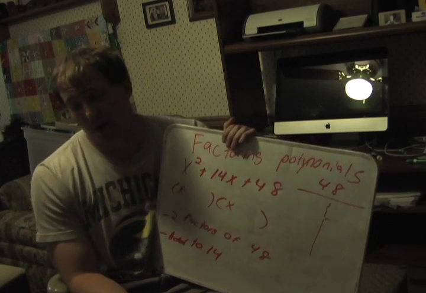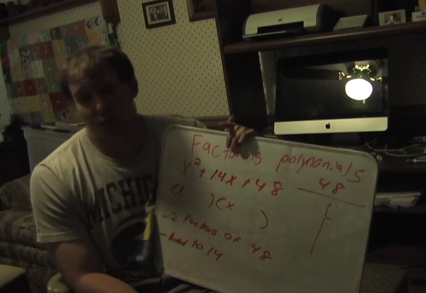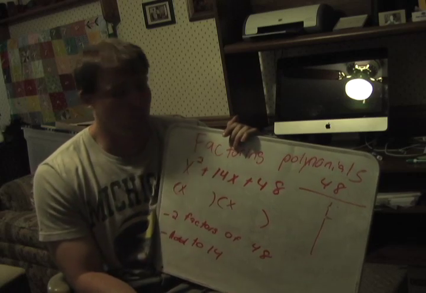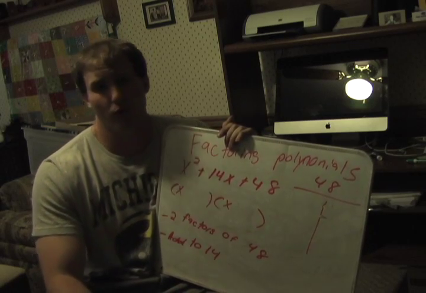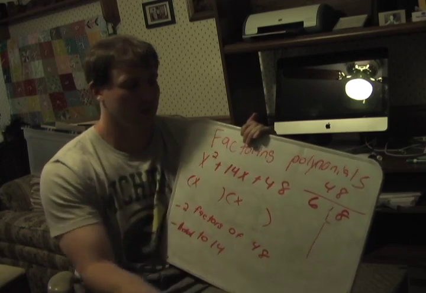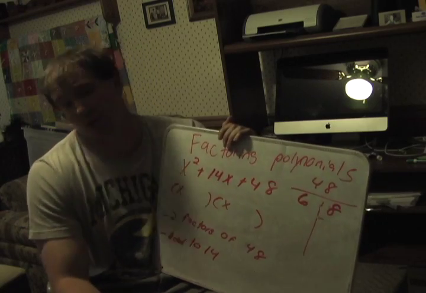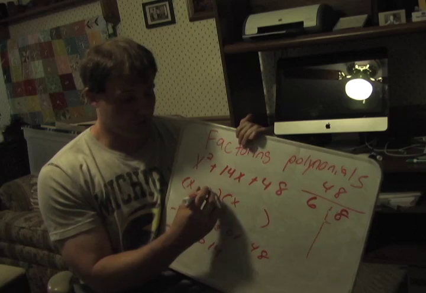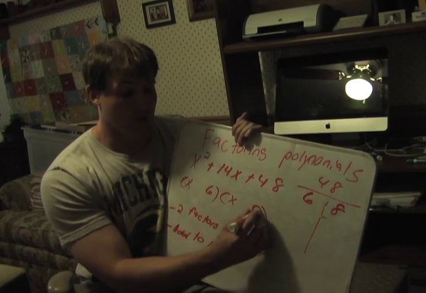So as we said, 1 and 48, when you add those 2 factors, that's 49. That's nowhere near 14. 2 and 24, that's 26. How about 6 and 8? Yeah, 6 and 8. 6 plus 8 is 14. Come to it eventually, you just got to look. Okay, so put 6 and 8. Those are my 2 numbers right there.